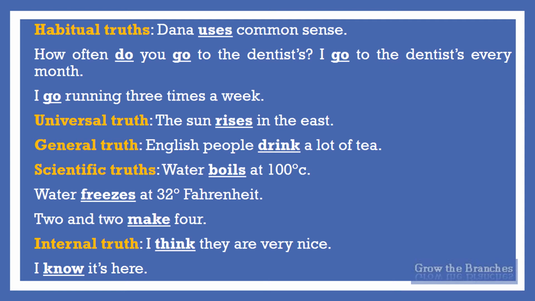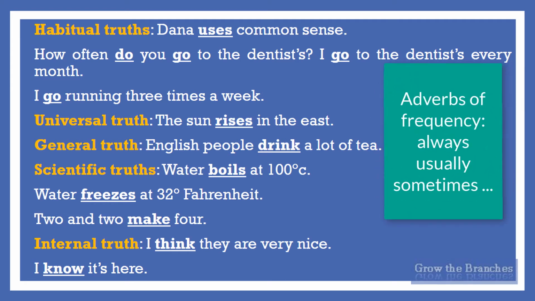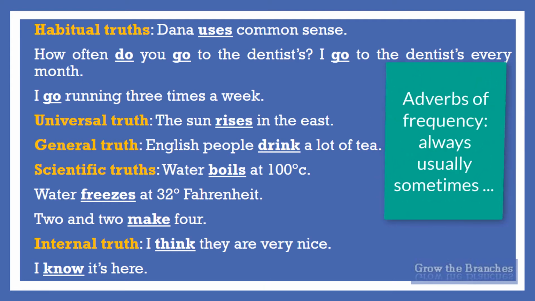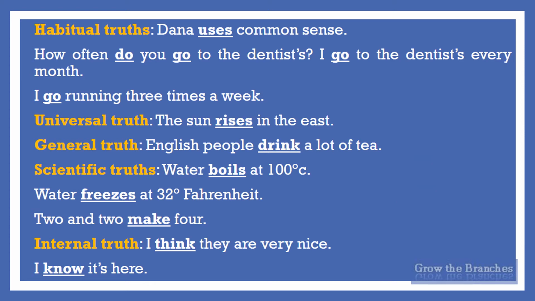It's a habit. How often do you go to the dentist? I go to the dentist every month. With adverbs of frequency, for example, always, usually, sometimes, etc., we generally use the simple present tense. I go running 3 times a week. Universal truth. The sun rises in the east. General truth. English people drink a lot of tea.